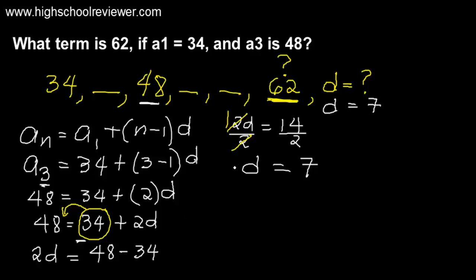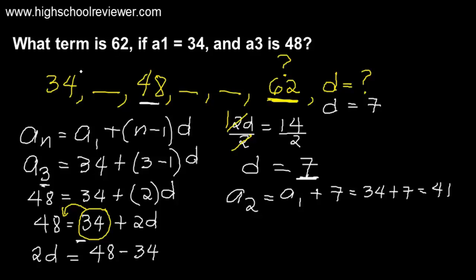Okay. Let us now find A sub 2, let's just complete this. So what will be our A sub 2 here? Now, since we know that D, or the common difference, is 7, our A sub 2 will be easier. We will just add A sub 1 and 7. So this will be equal to 34 plus 7. So we will have here positive 41. So our second term here is positive 41.